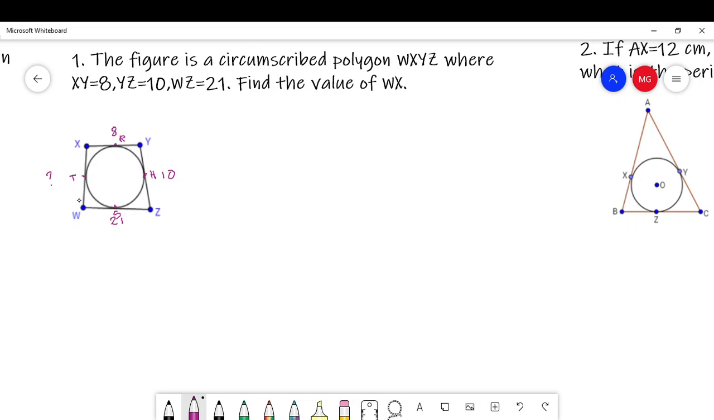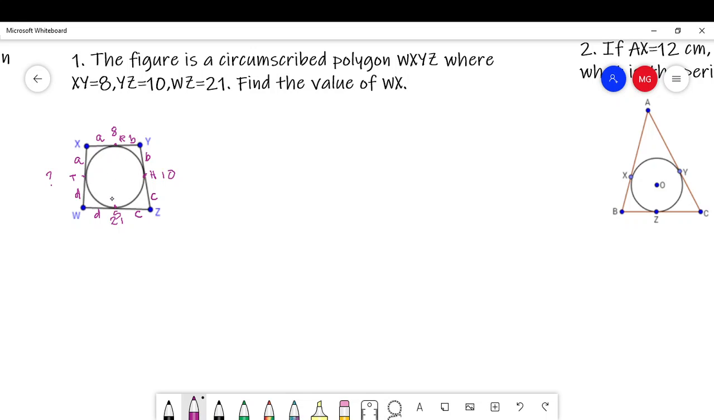The theorem says that the tangent segments to a circle are equal. So if we let this be A, this is also A. If we let this be B, this is also B because these two are equal. Are these two equal? Yes. If we assign this to be C, this is also C. Are these two segments equal? Yes, because they are tangents to the circle. So if this is D, this is also D. So we have the letters A, B, C, and D.